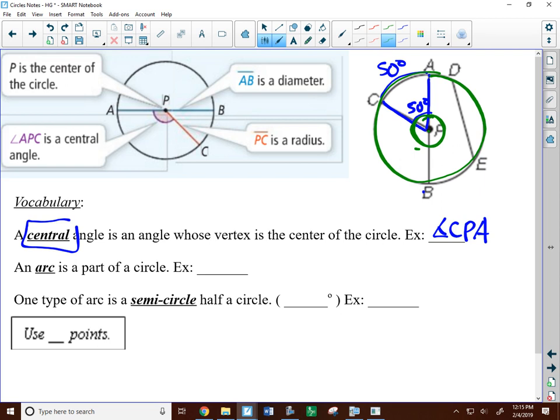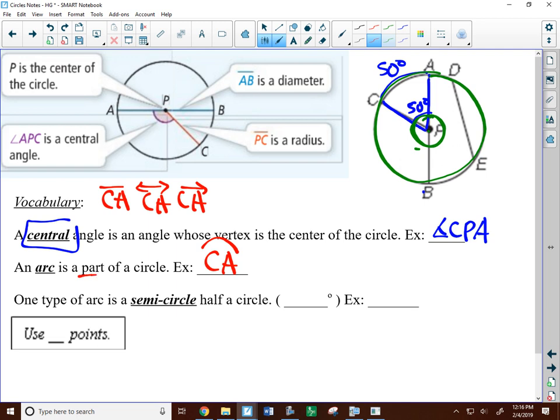Now let's talk about naming an arc. That arc that I put up there at 50 degrees is going to be CA or AC. To differentiate it from segments, or a line, or even a ray, a ray being just a point and then a line in the other direction, we're going to put a curve on it. So do make sure to put that when you're naming arcs. This is pronounced arc CA.